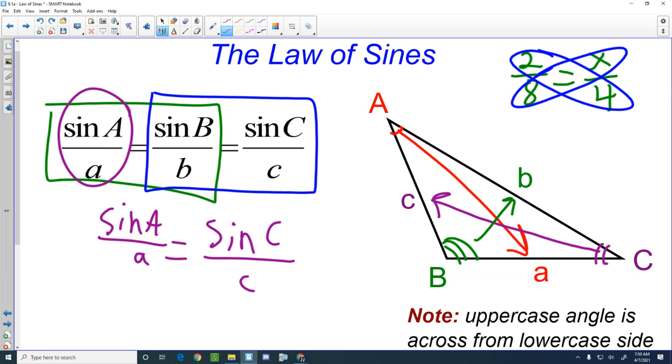Pretty basic calculations. So, I mean, the only thing you really need to work on here is realizing the naming combination, right? Like take an angle, match it up with the side that's across from it.